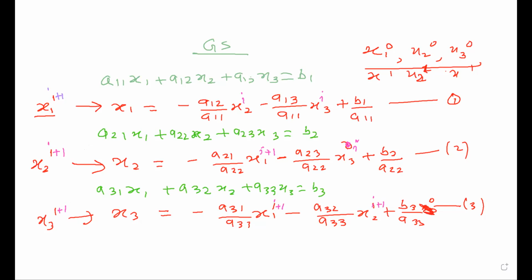Then how to stop? If we want to stop the solution, then we have to stop at this point: if for a kth variable, the I plus 1th iterative value minus the kth variable's ith iterative value, take this difference, and if that difference is less than or equal to a stopping criterion, then we can stop the calculation. You can have an absolute value there, or you can calculate a relative value in terms of percentage.